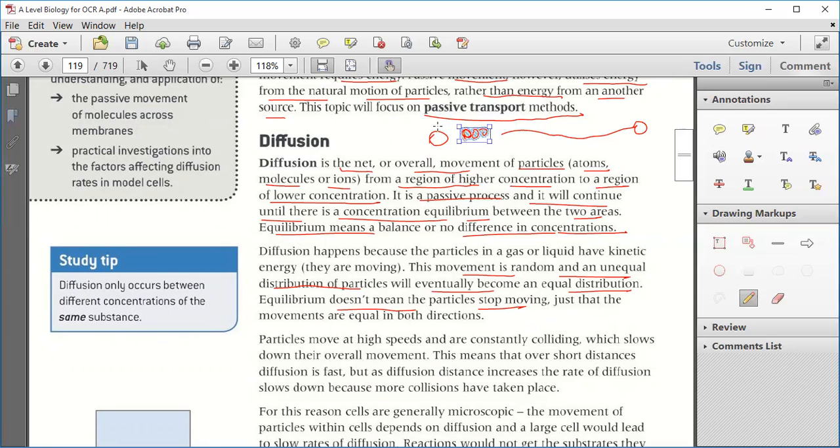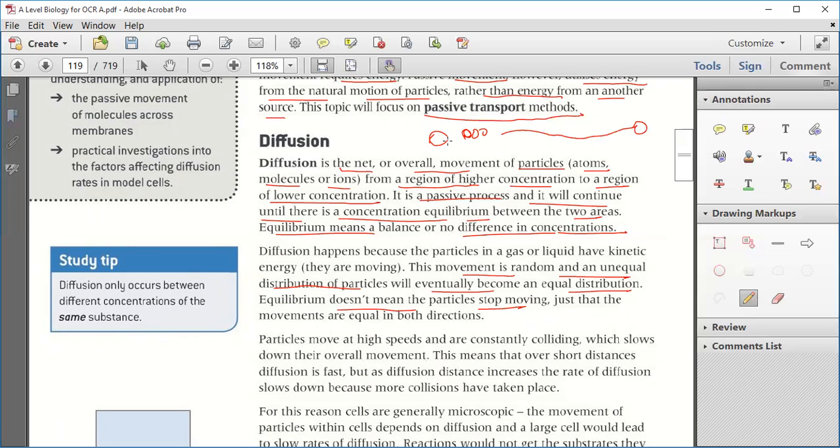Whenever gas particles are there, they can move here and there randomly, and it cannot be defined that they will move in one direction only. So it is a random movement, and the distribution of particles is also unequal. When diffusion happens, the distribution of particles will eventually become an equal distribution. And hence, we have diffusion.